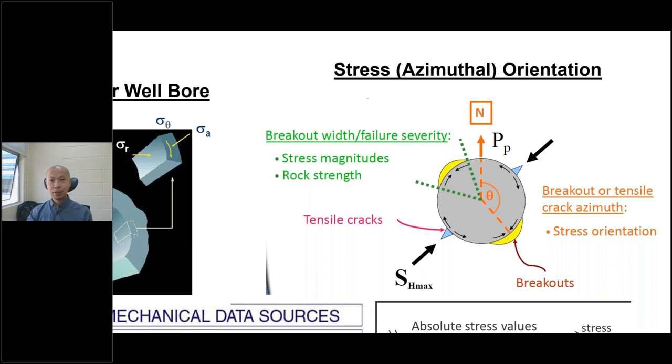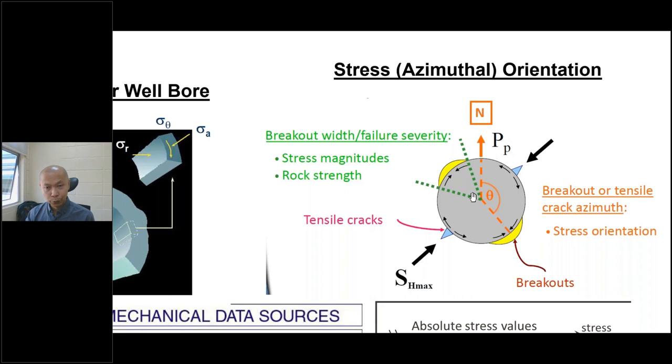How can we know the horizontal stress direction, right? One way to know it is by observing the shape of the hole that we drill, and in order for us to do that, we need to run a log, an image log, right? This is the usual shape that we have.